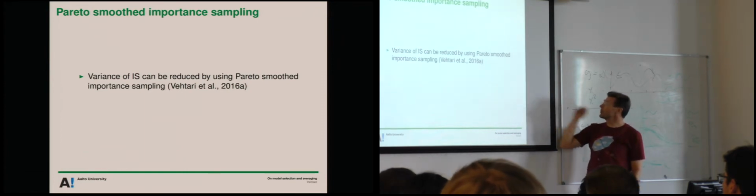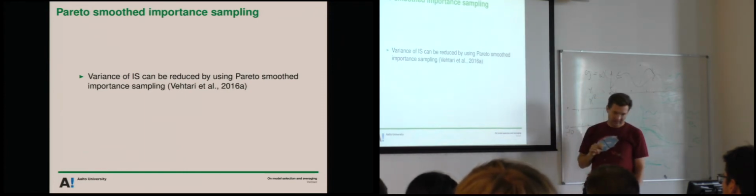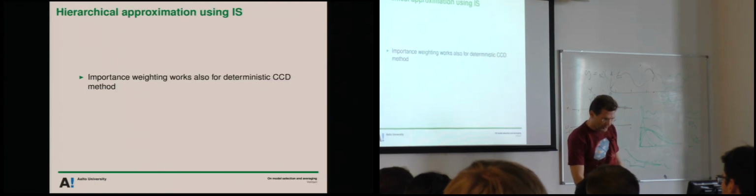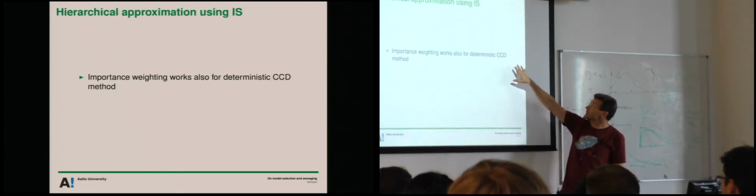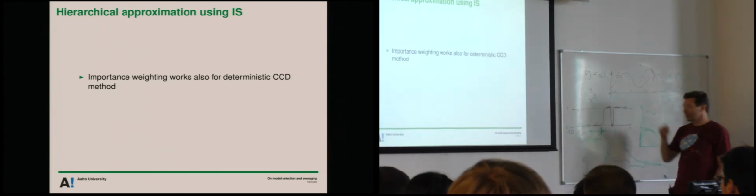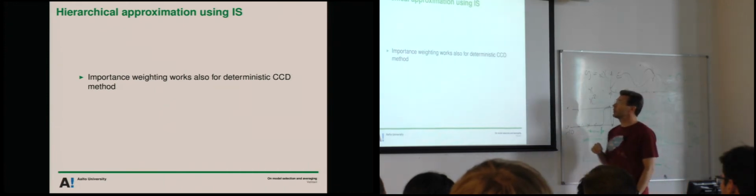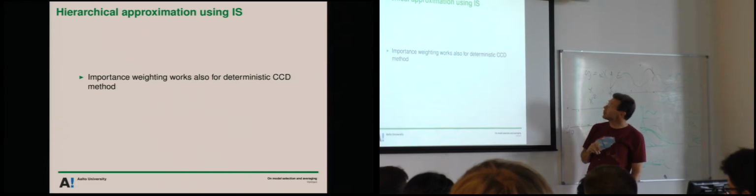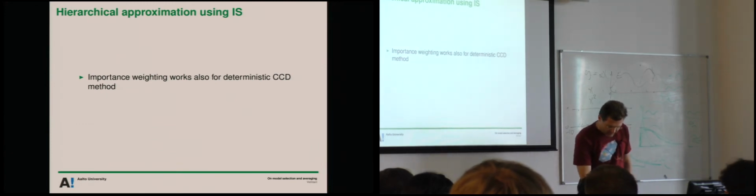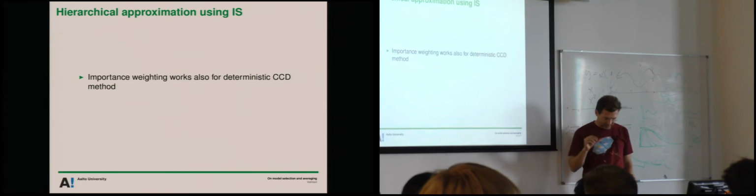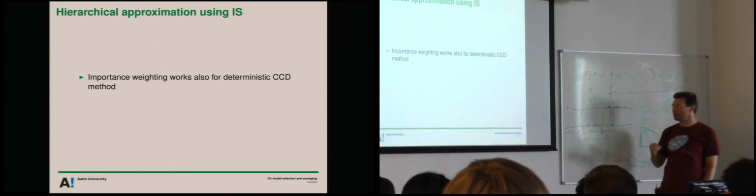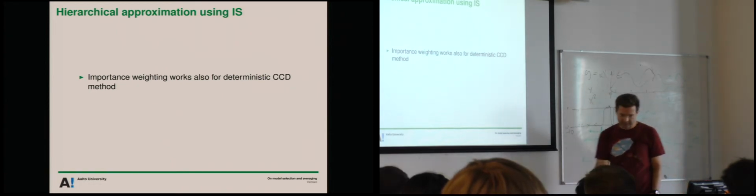The variance of importance sampling can be reduced by using Pareto smoothed importance sampling. We have a paper about that. And you can use the importance weighting also when using this deterministic CCD method. And in our paper about fast leave-one-out for Gaussian latent variable models, we have results showing that all these work quite nicely. And so far the message was that we have a fast way to compute an estimate of the predictive performance of Gaussian processes.